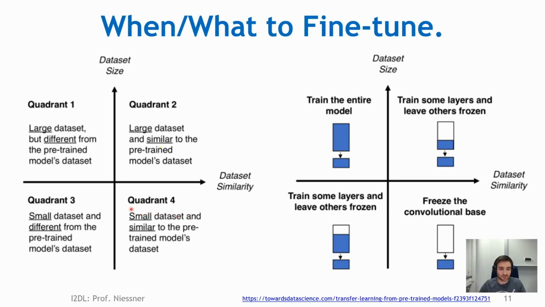And the last case would be that we have a small dataset, and it's quite similar to the pre-trained model. And in that case, we can, for example, freeze the entire convolutional base and only train the second part, the classifier or the decoder. I hope this slide gives you a quick and easy idea of which part to freeze or train in different cases when we have different dataset sizes and similarities to the target task or the pre-trained task.